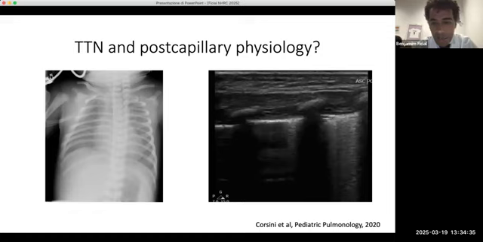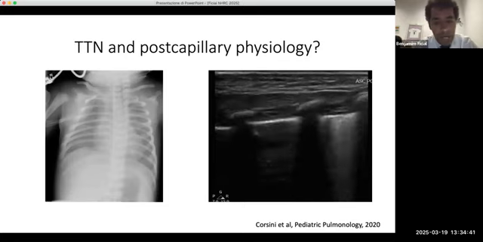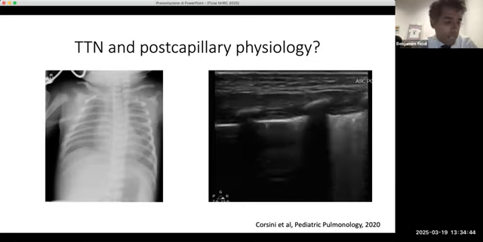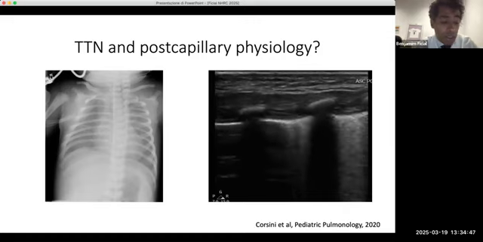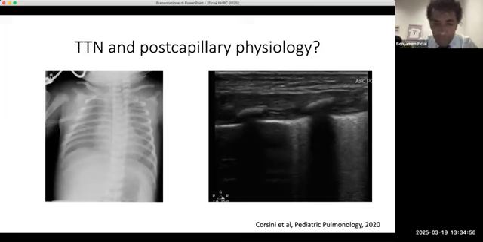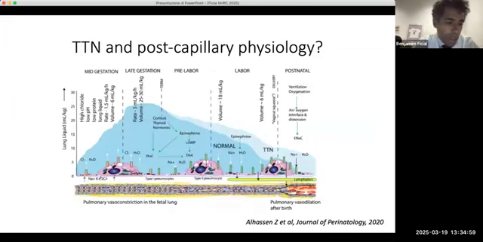And we wanted to test our hypothesis that the heart could play a role to explain the respiratory symptoms in these neonates. Here you can see a typical chest X-ray of a neonate with TTN and a typical lung ultrasound pattern showing the double lung point. And I recommend you this review by Ziad on the pathophysiology and management of TTN. Although the pathophysiology is not fully understood, a delayed clearance of lung fluid plays a central role.